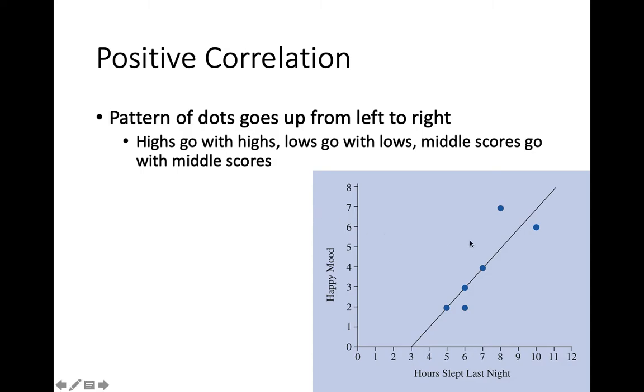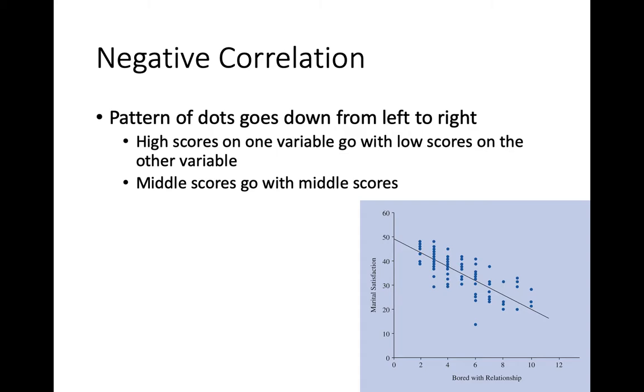Okay? So we see a correspondence with high scores on one go with high scores on the other, lower scores on one go with lower scores on the other, and middle scores on one go with middle scores on the other. And when we see that pattern, we've got a positive relationship between the two variables.